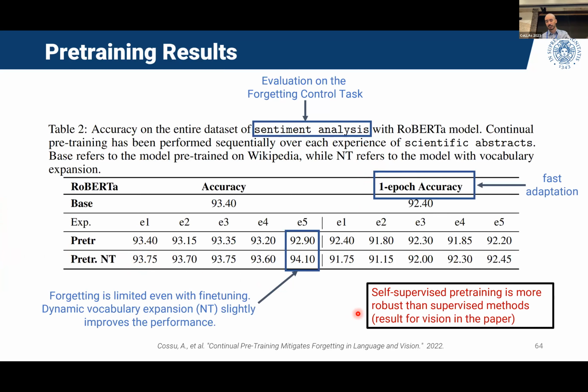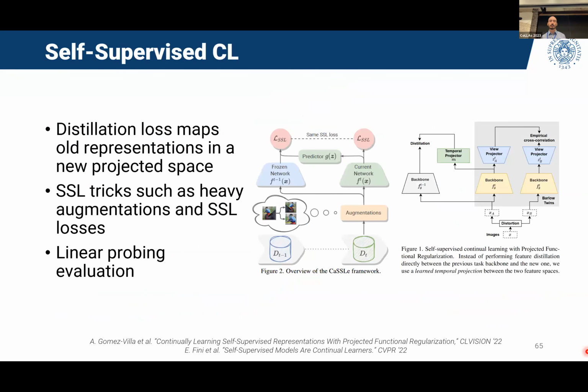And another thing that we found is that in general, self-supervised pre-training is much more robust than supervised methods. When we did some experiments in vision, we saw that the pre-trained model with supervised objectives in general forgot much more. So this is one of the reasons why people are starting to focus also on self-supervised continual learning.